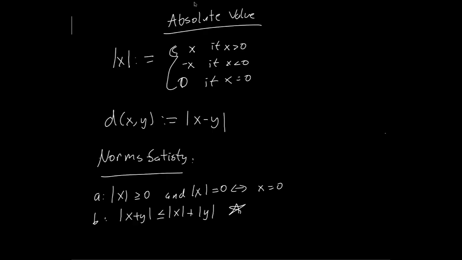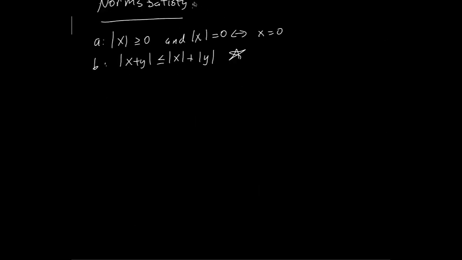The absolute value of x plus y is less than or equal to the absolute value of x plus the absolute value of y. I'll definitely prove this one after we go through some other properties. Negative y less than or equal to x less than or equal to y is the same thing as y is greater than or equal to the absolute value of x.